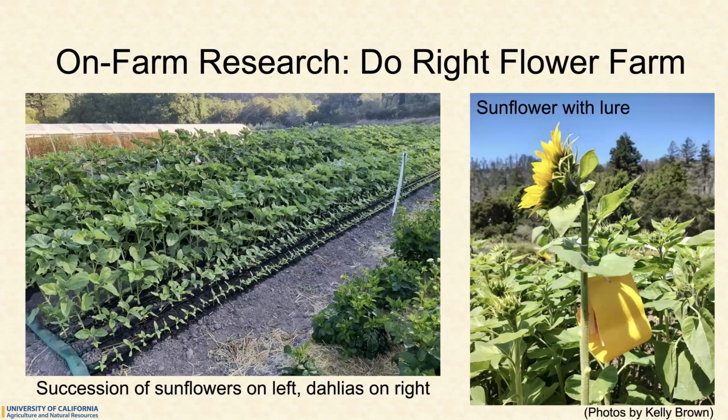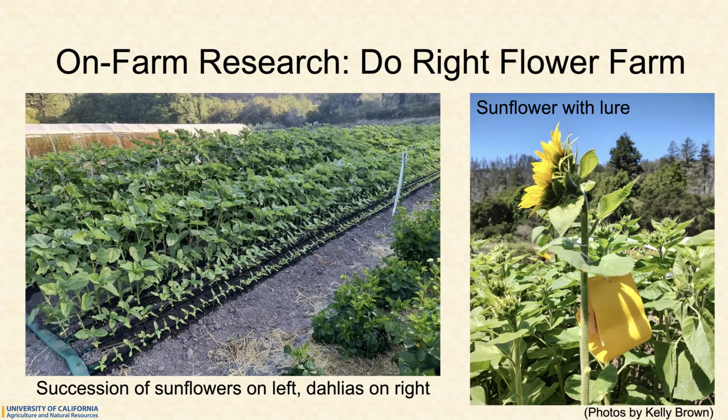So here's some really nice, really excellent photos that Kelly shared, sort of demonstrating a lot of these things. On the left, we've got a succession of sunflowers. And then you can see on the right here, we've got dahlias. So you can see how Kelly has strategically timed planting of these different sunflower rows so that there's always going to be sunflowers blooming next to the really high value, high susceptibility white dahlia crop. And you can also see here, we've got a sunflower with a lure attached just for some extra help.